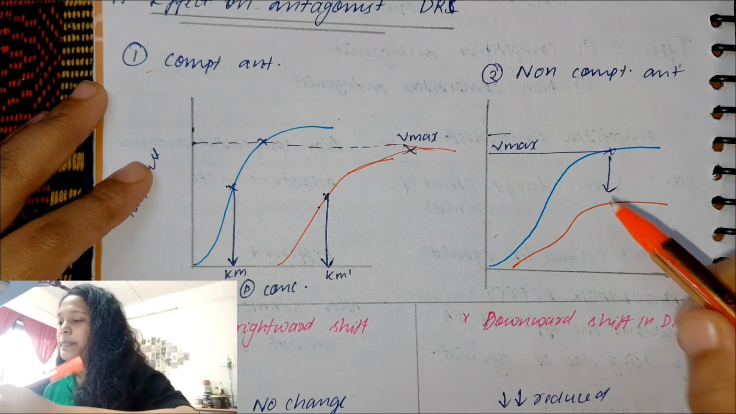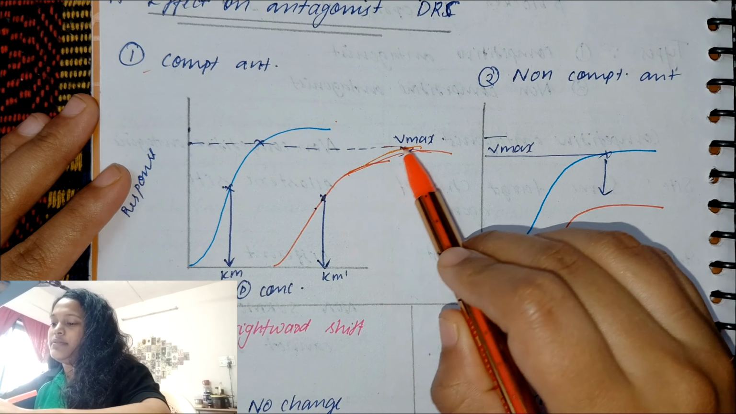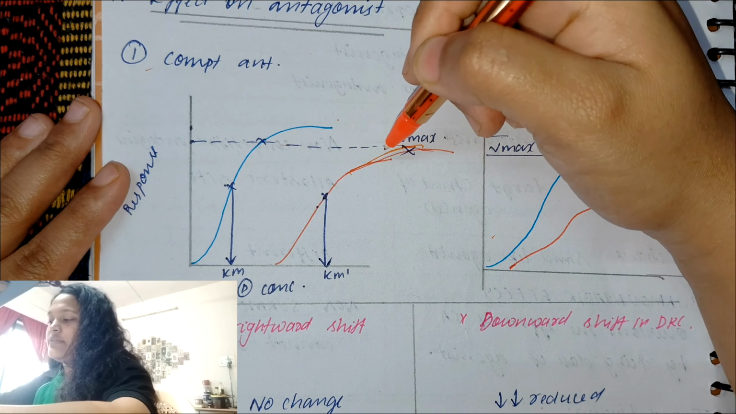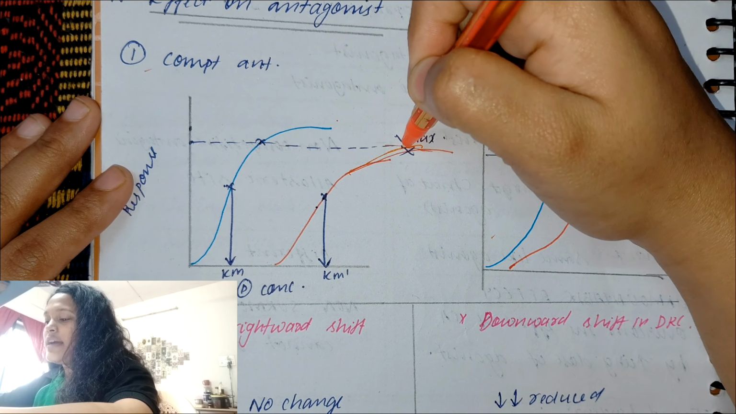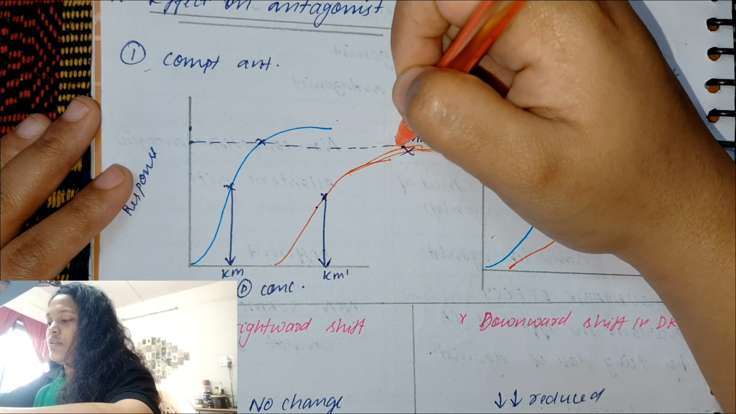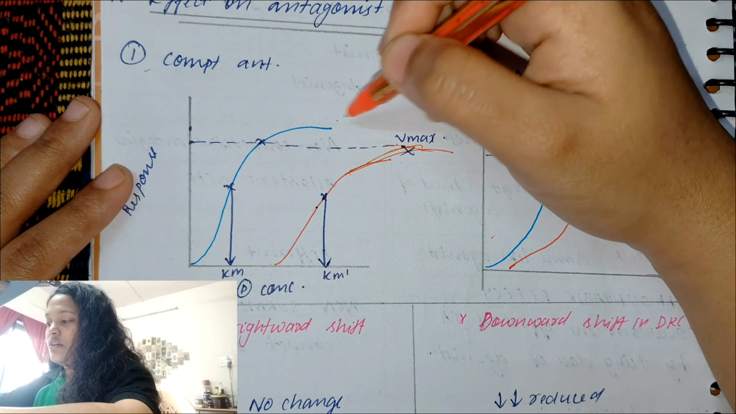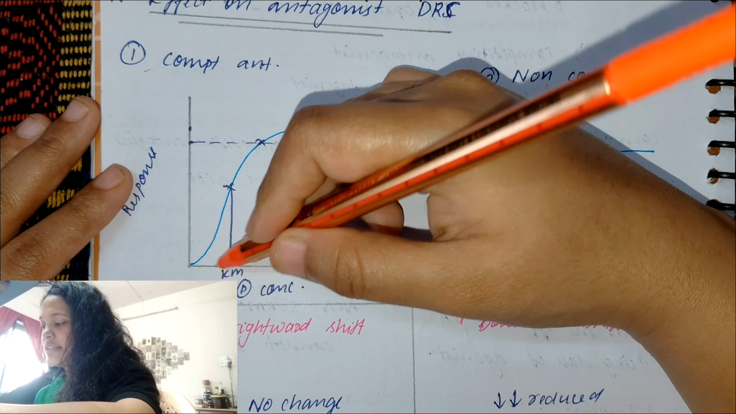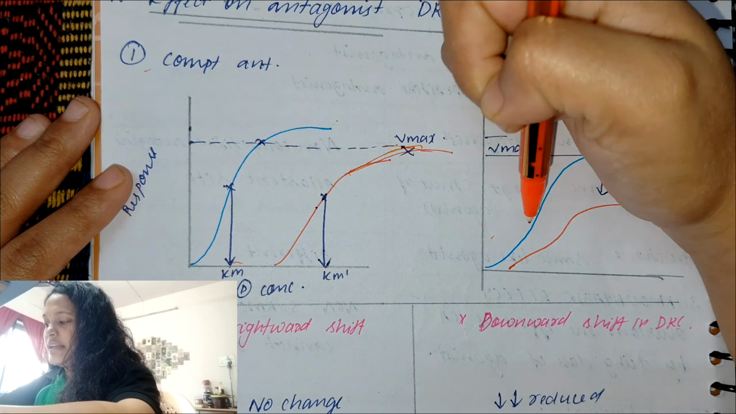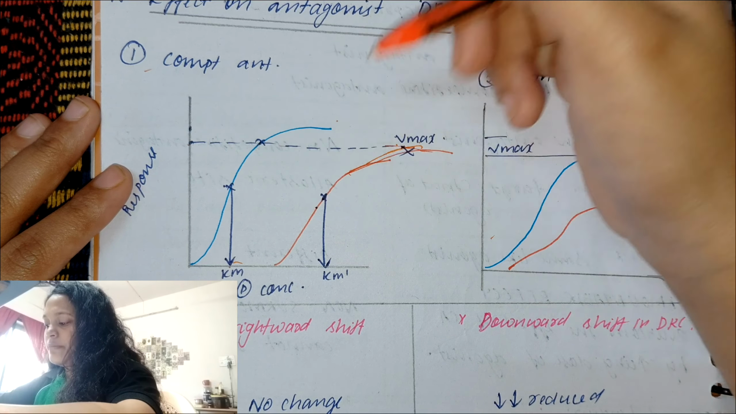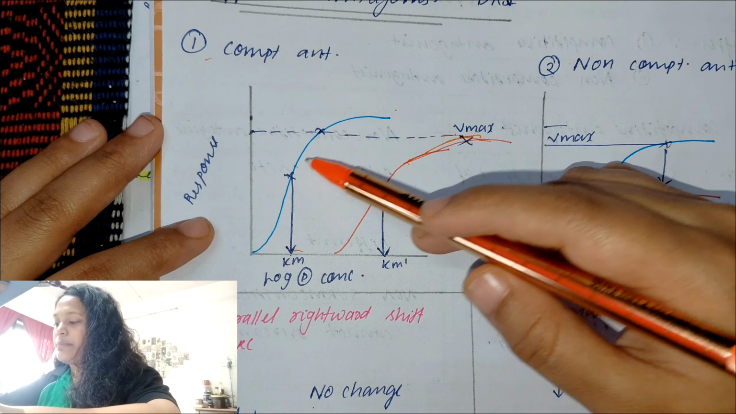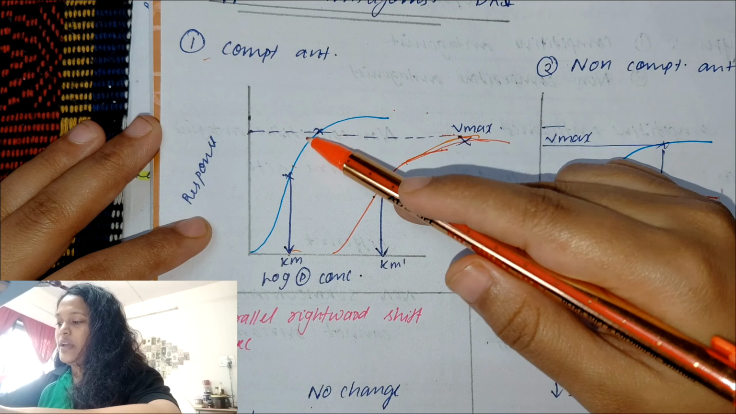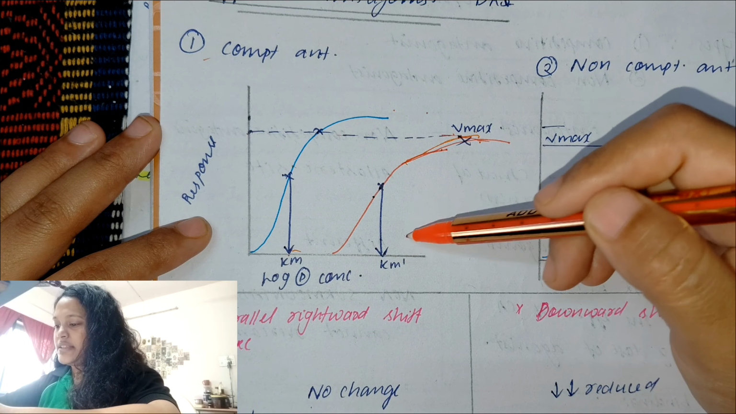What we can see in this diagram, forgive me for this, is that the Vmax is the same. In the first, competitive antagonism, we can see that the Vmax is unchanged. Once we give the antagonist, the Vmax is unchanged, but the Km has increased from here to here. And we can see there is a parallel rightward shift in the dose-response curve. Vmax is unchanged and Km is increased.